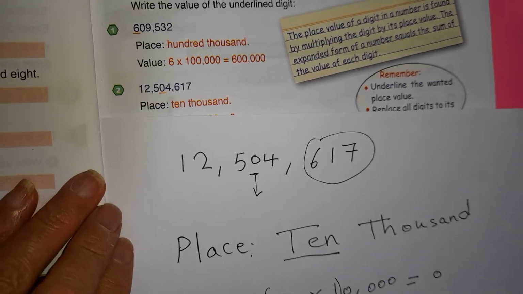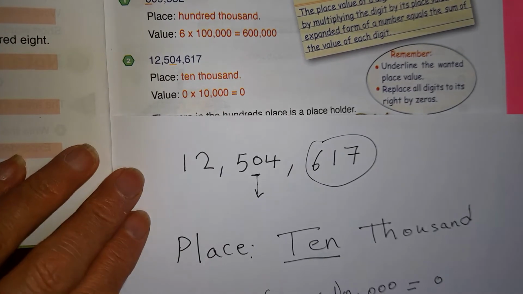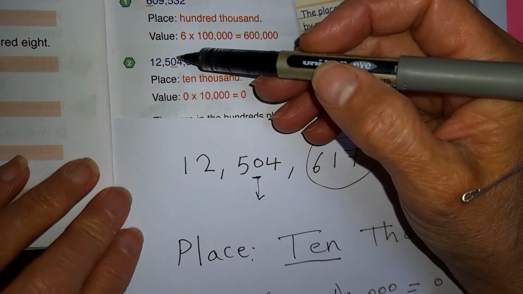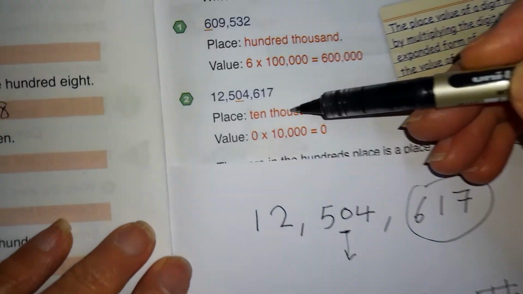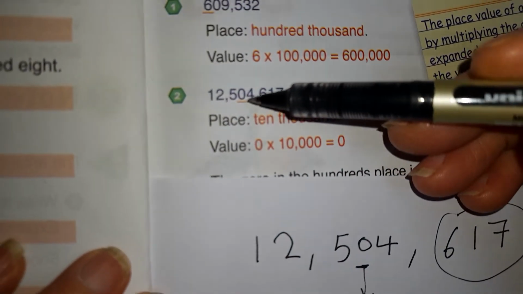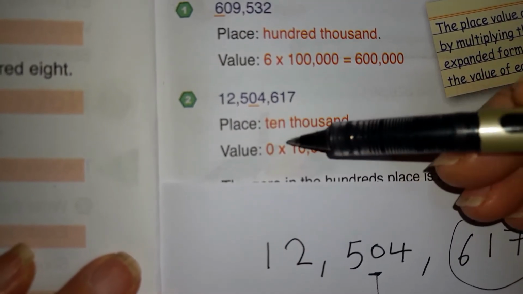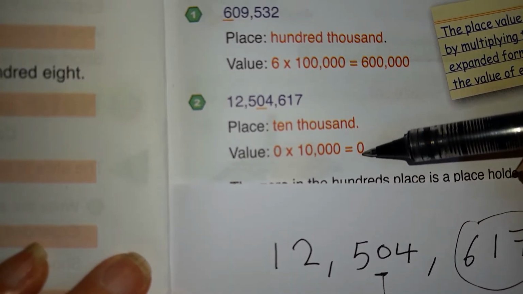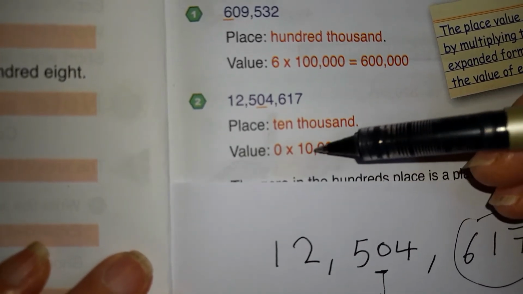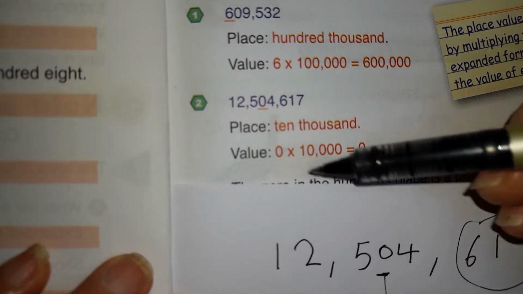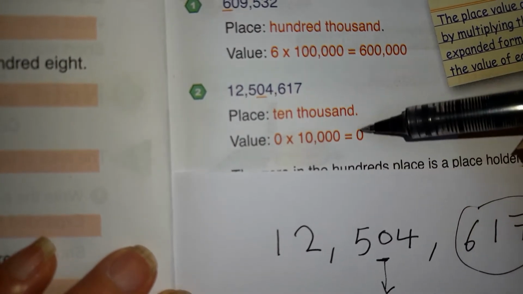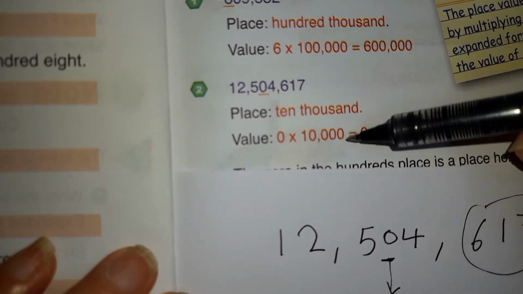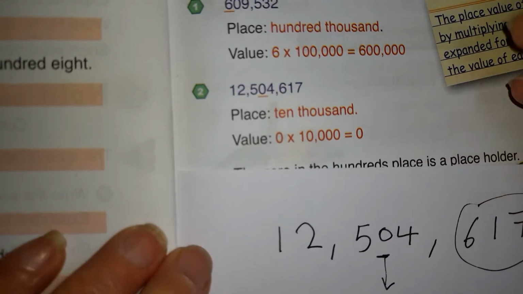In this case, no need to find the value of it. We only can say what is the place. The place is 10,000, because any number multiplied by 0, you will get 0. Okay? So 0 times 10,000, it is 0. Even if it were 0 times 1 million or 10 million, the answer should be 0. Any number multiplied by 0, you will get 0.